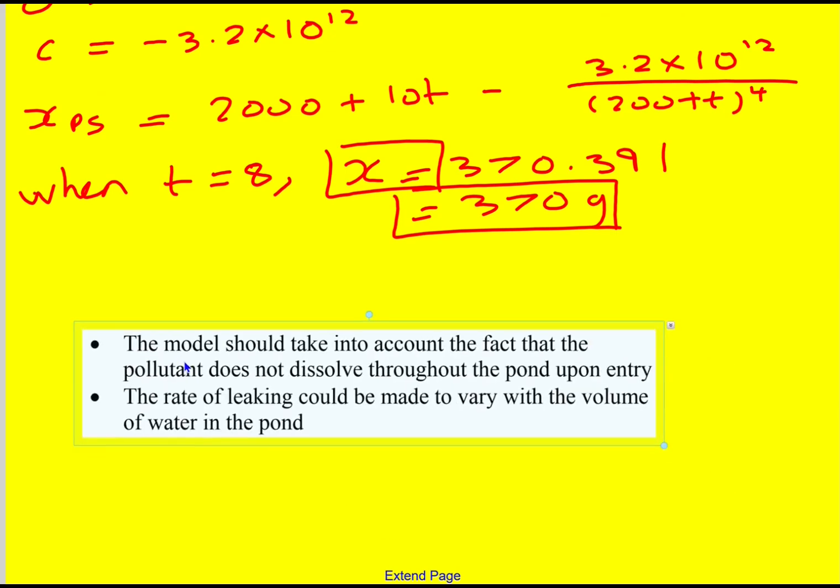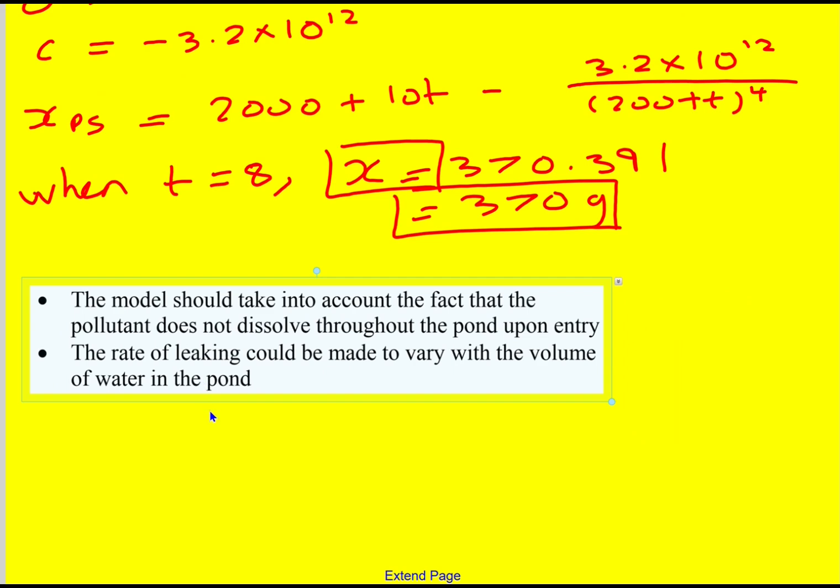What the mark scheme is looking for is that the model should take into account the fact that pollutant does not dissolve throughout the pond upon entry, like instantaneously, or that the rate of leaking could be made to vary with the volume of water in the pond. But I think there's lots of answers you can give here, so mine should be absolutely fine. I'm just saying these are the ones the mark scheme gave as well. All right, well done.